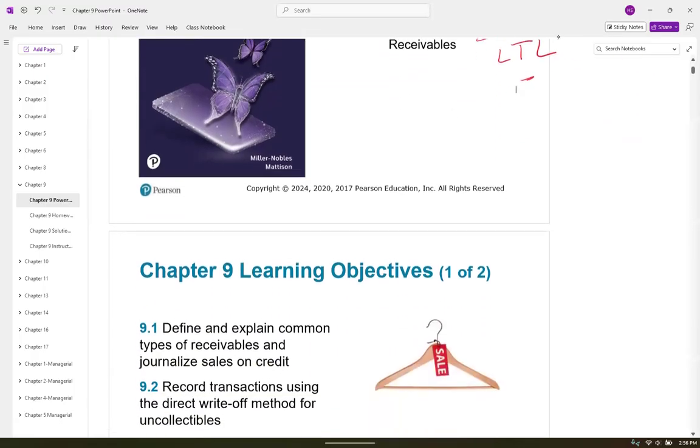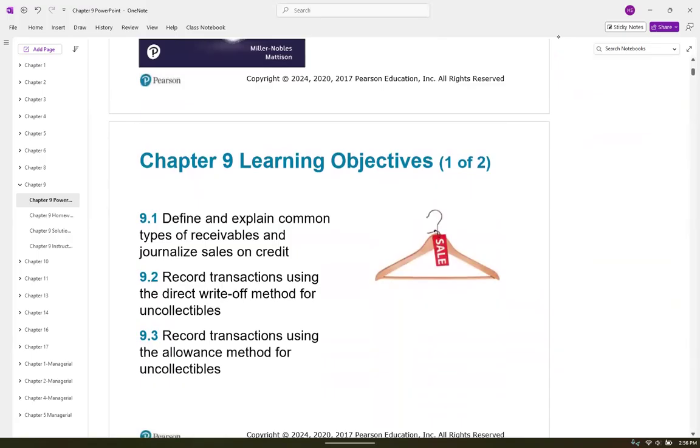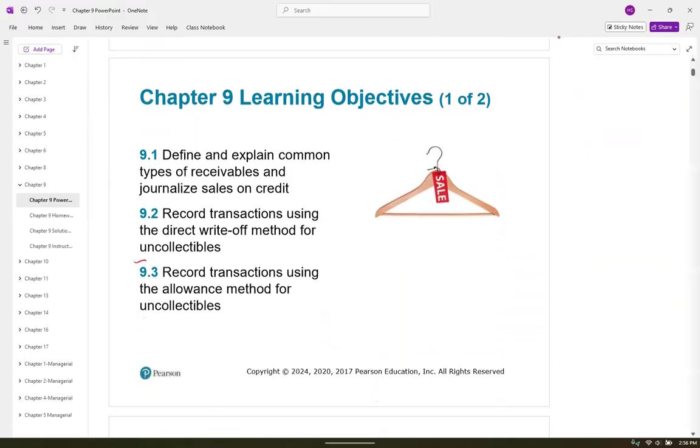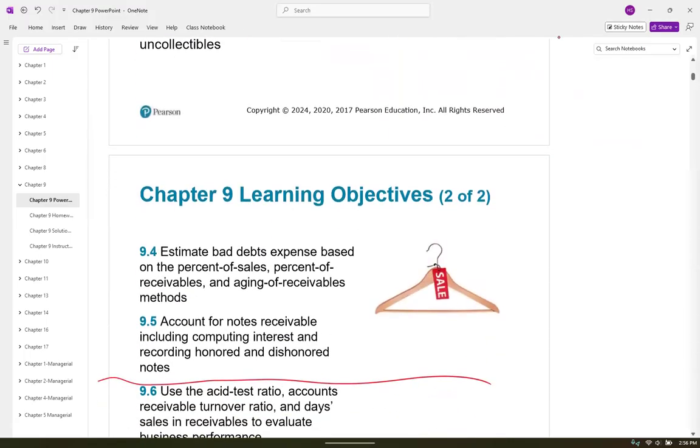Okay. So in this chapter, we're going to do objectives 9.1 and 9.2 together, and then 9.3 and 9.4, and then we'll do 9.5 in a separate video.